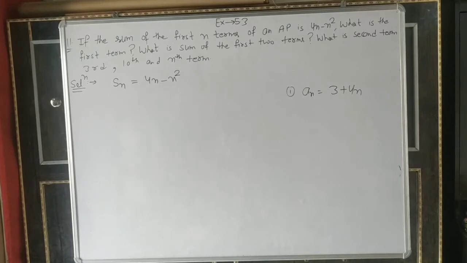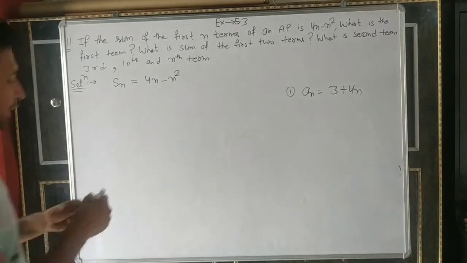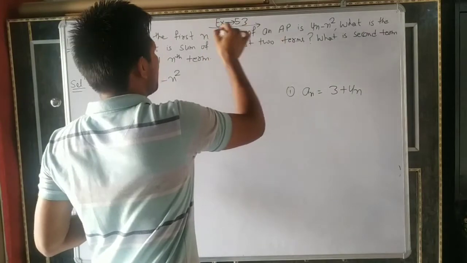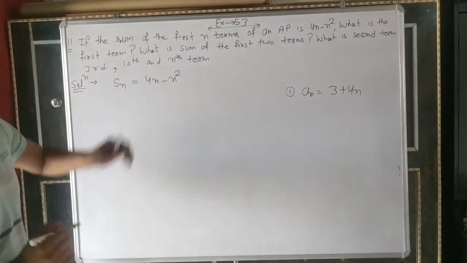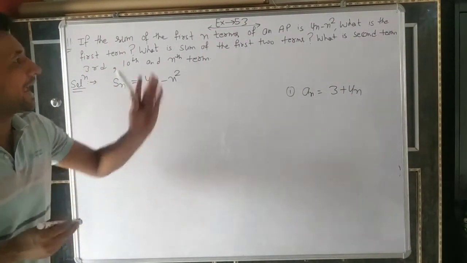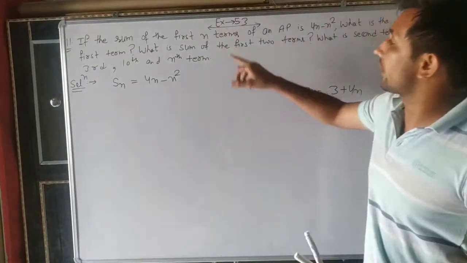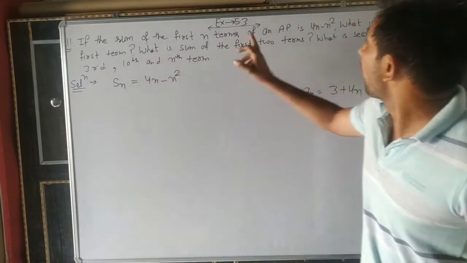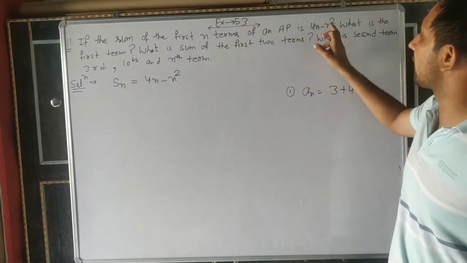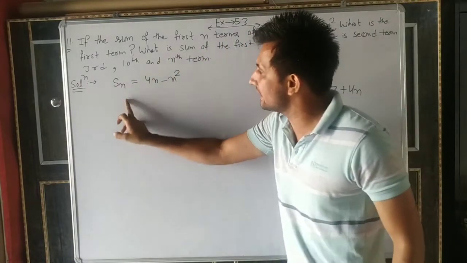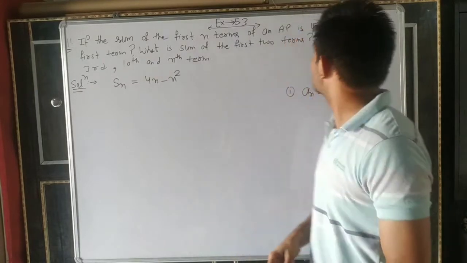Now, dear, question number 11. Exercise 5.3. What is given? If the sum of n terms, it means Sn is given, of an AP is 4n minus n square. It means Sn equals 4n minus n square.